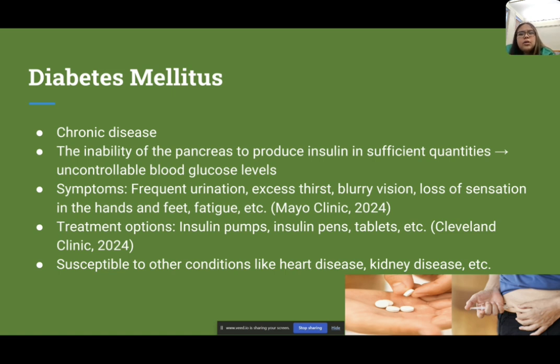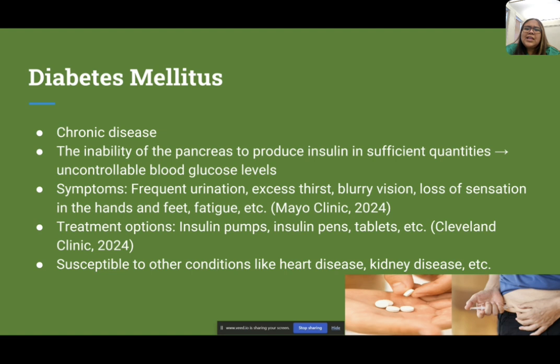Now, the symptoms are frequent urination, excess thirst, blurry vision, loss of sensation in the hands and feet, fatigue, weight loss, and more. Treatment options include insulin pumps, insulin pens, tablets, etc. Recently, there have been more medications coming out, GLP-1s, like Mounjaro and Ozempic. There are still more studies that should be conducted to expand on their effectiveness on managing diabetes because if there's an overuse of it, it can also harm the body.